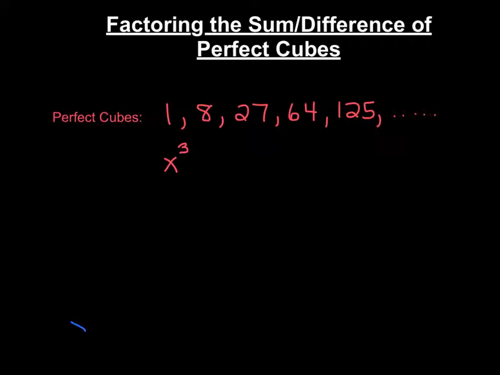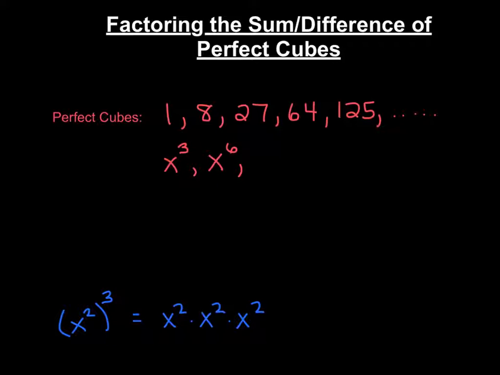If we decided to take x squared and cube it, what that means is we have 3 x squareds being multiplied together. Now, if you recall, when you're multiplying terms with the same base, we add these exponents. So 2 plus 2 plus 2 is 6. So x to the 6th would be our next perfect cube.